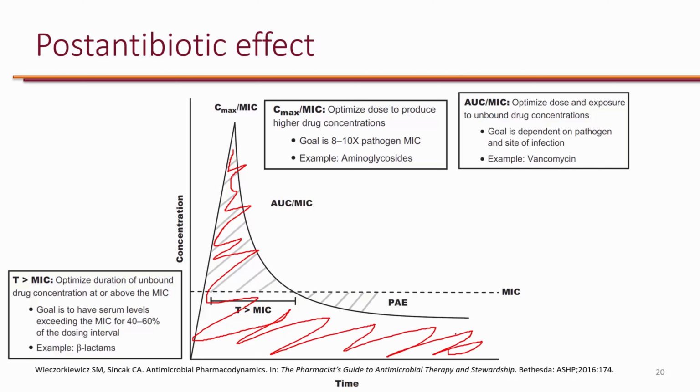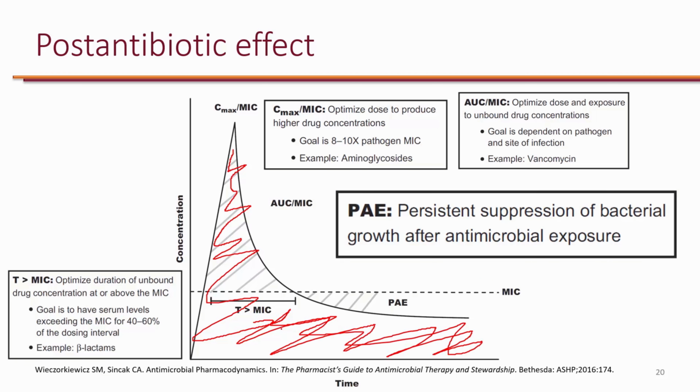This would be the AUC. Now, another thing that's specific for aminoglycoside is the concept of post-antibiotic effect. Post-antibiotic effect means that when the concentration went above the MIC, the antibiotic starts to kill. And then once the concentration goes below the MIC, the antibiotic continues to kill for some period of time. So as you can see from here to here, the aminoglycoside continues to kill. And that's referred to as post-antibiotic effect.